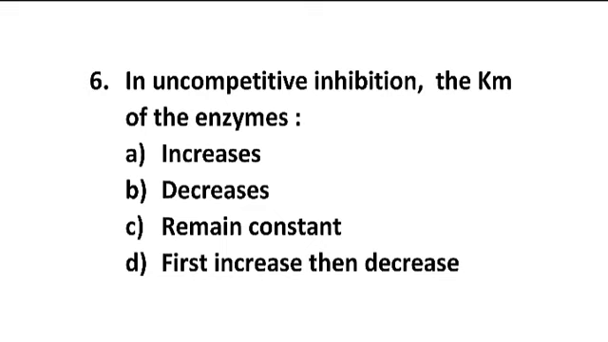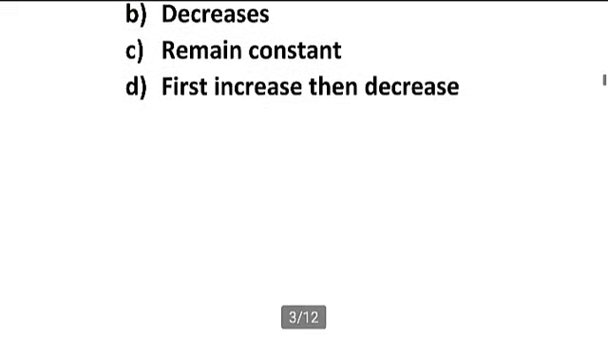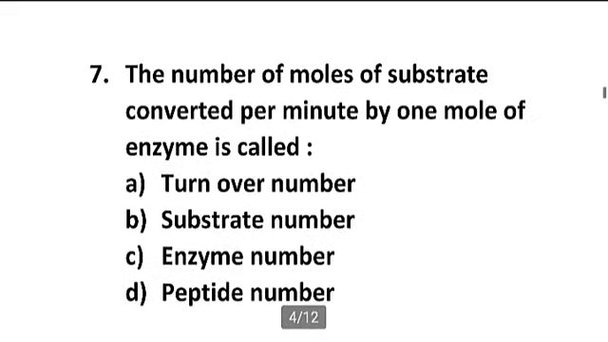In uncompetitive inhibition, there is a reaction between the enzyme substrate complex and inhibitor, and they decrease both Km and Vmax. So the Km of the enzyme decreases in uncompetitive inhibition. So the right option is option B, that is decreases. Now moving to next question.